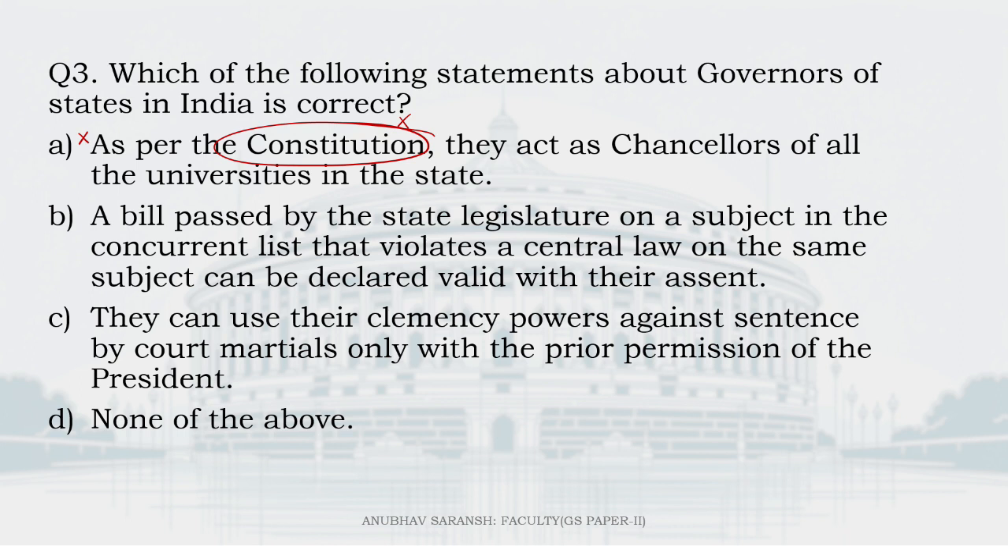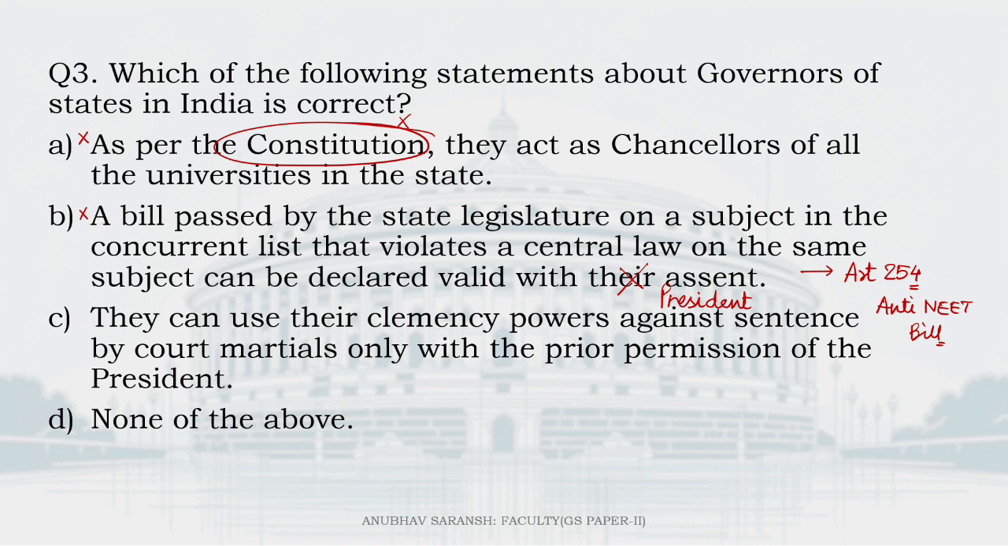B. A bill passed by the state legislature on a subject in the concurrent list that violates a central law on the same subject can be declared valid with their assent, meaning with the assent of the governor. Now, not with the assent of the governor but with the assent of the President. We know this very well. This is a provision under which article? 254, extremely important, and the example is the very famous anti-NEET bill which was passed in the Tamil Nadu Assembly. So B is also wrong.